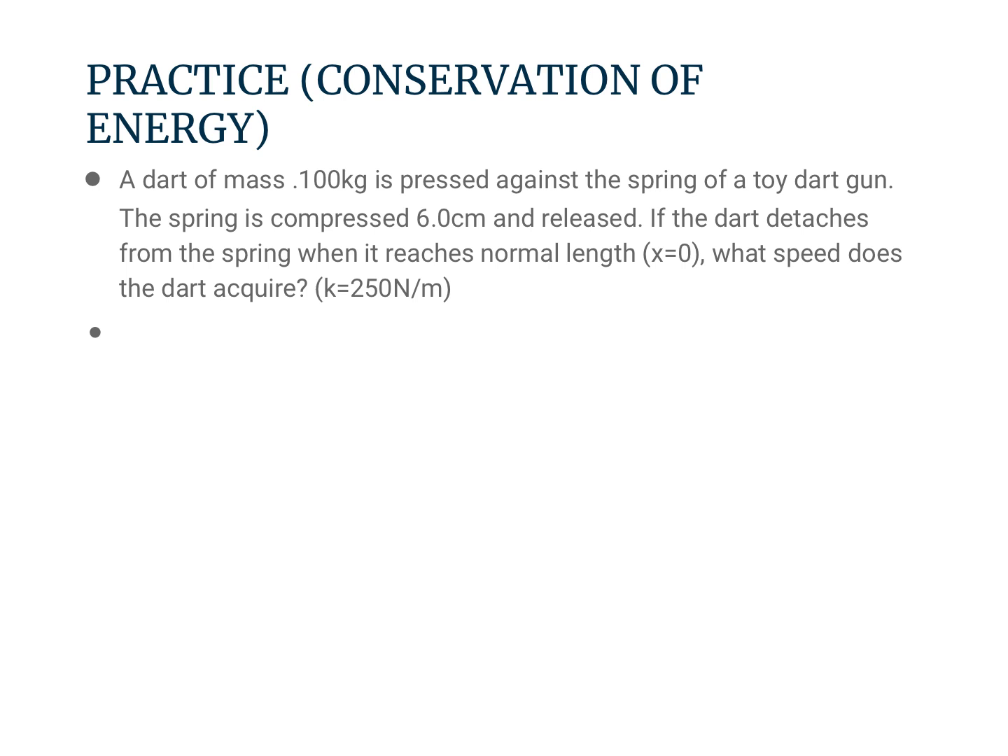What speed does the dart acquire? So let's kind of talk through what's happening here. We have a dart that is attached to a spring. Okay, the spring is compressed 6 centimeters and released. So after it's released, the dart flies off. And the difference in these two springs right here, this difference from here to here, is 6 centimeters.